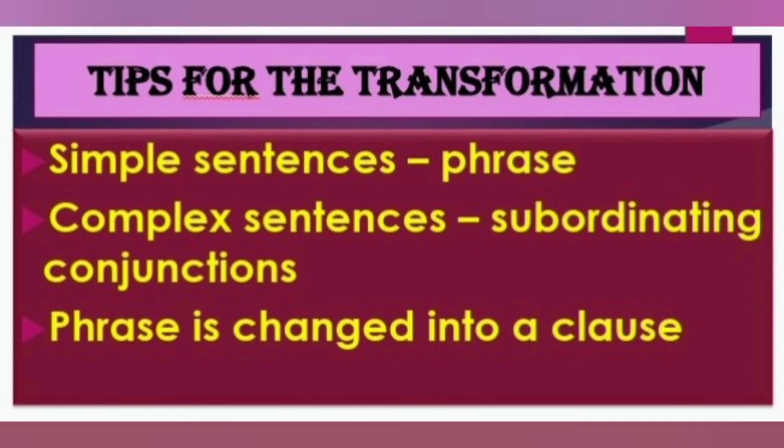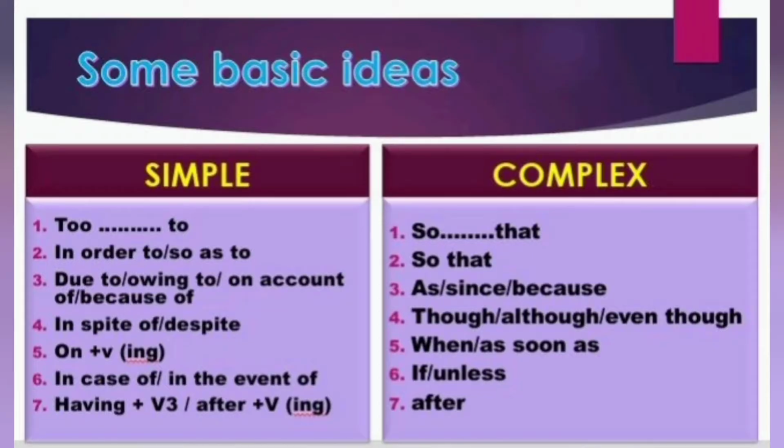That's the main change we need to do here. First of all, let us see some basic ideas to change a sentence from simple to complex. For a particular phrase in a simple sentence, we can use a particular conjunction in a complex sentence. Examples are given. In place of to, in order to or so as to, we have to use so that in a complex sentence. For due to, owing to, on account of and because of, we may use as, since or because. For in spite of and despite, we can use though, although or even though.